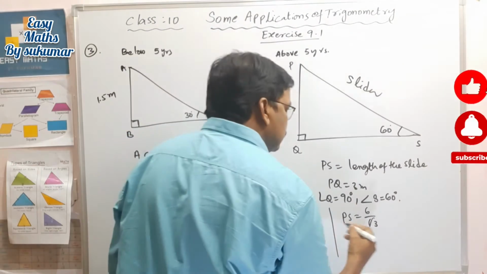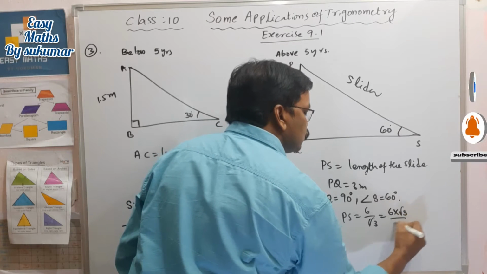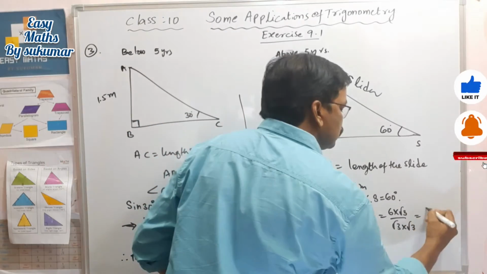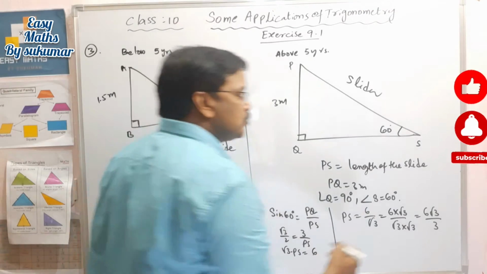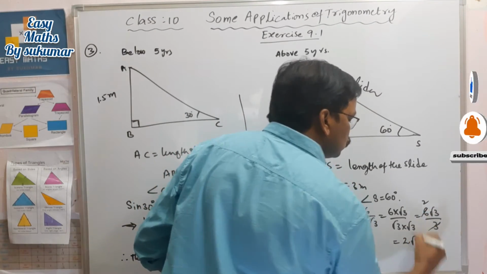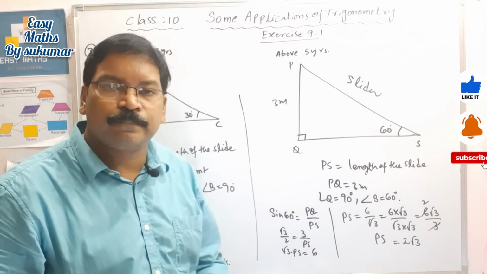My dear students, here we multiply root 3 with both numerator and denominator. That is 6 into root 3 by 3, since root 3 into root 3 is 3. So 3 and 6, 2 times, get cancelled. That is 2 root 3. So this PS is equal to 2 root 3.